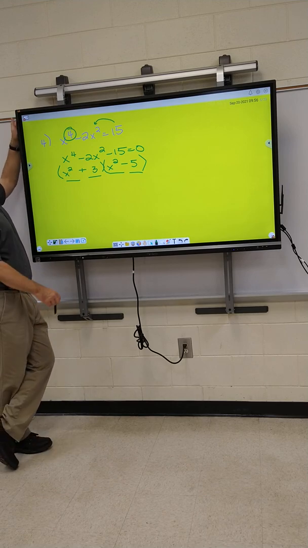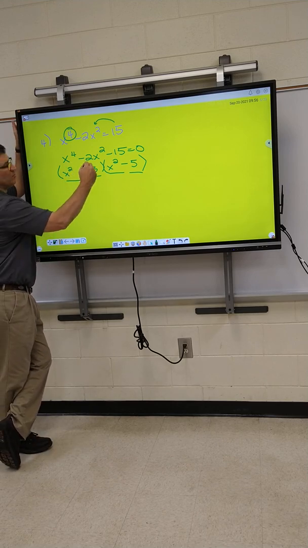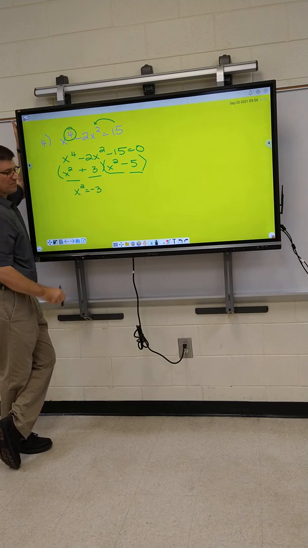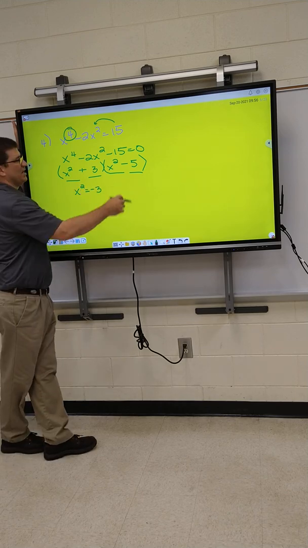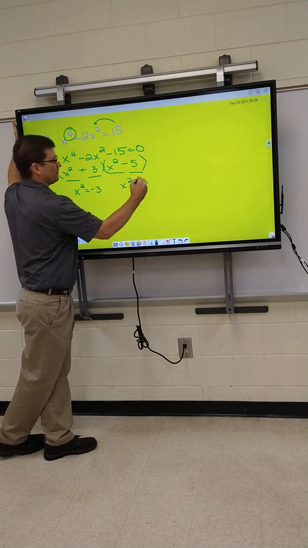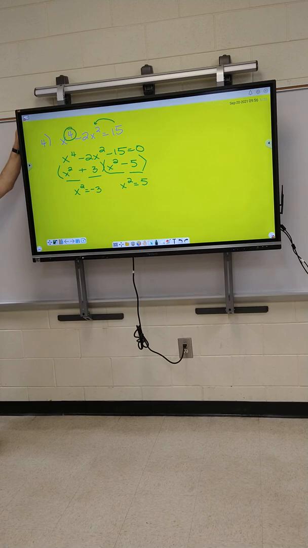Okay, so from here, we're going to take plus 3. We're going to move it over across the equal sign. That's going to make that negative 3. We're going to take negative 5 and do the same thing. We're going to move that over. That's going to make it positive 5. Write that down.